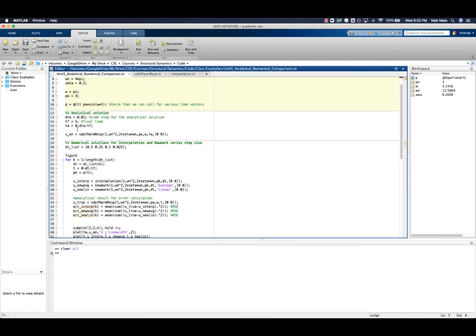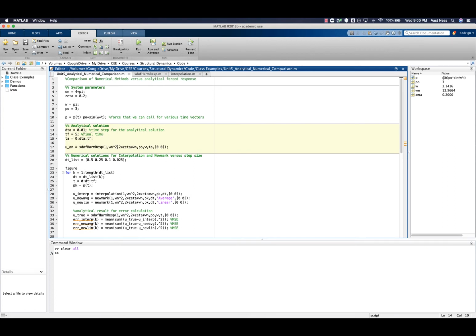So I recommend that you look through this and see how it's been implemented. Now going back to the main program, we are going to call this function. Instead of mass and stiffness, I'm just taking directly the system parameters. So I'm assuming a mass of 1, a stiffness of omega n squared, and so on. So I'll go ahead and run this, and that will generate our analytical solution, which I am calling U sub an.